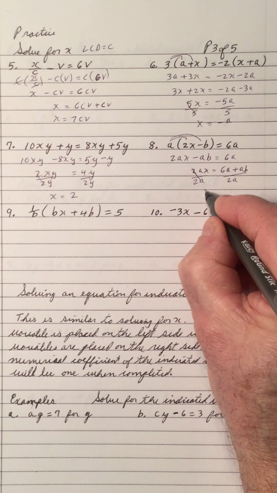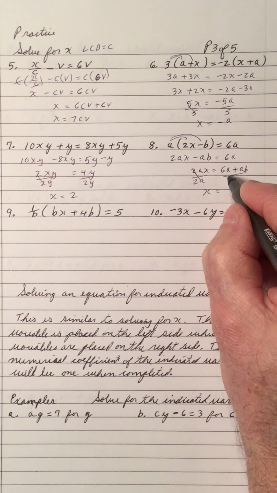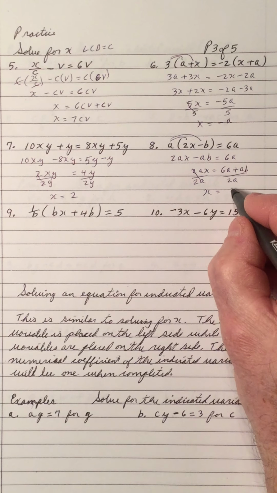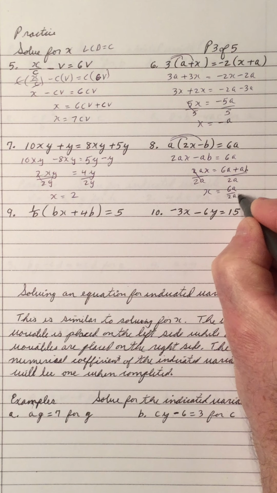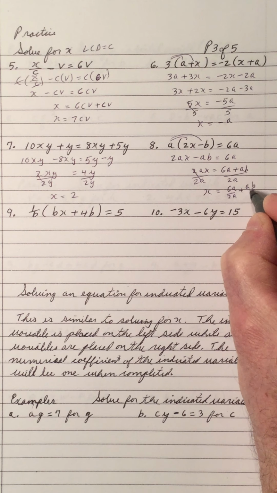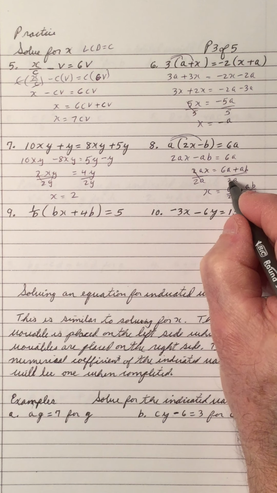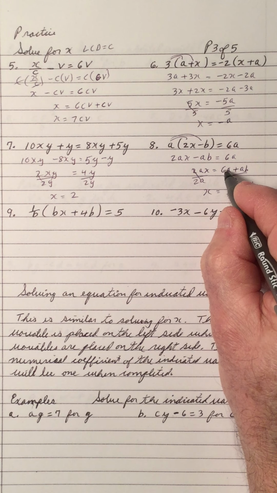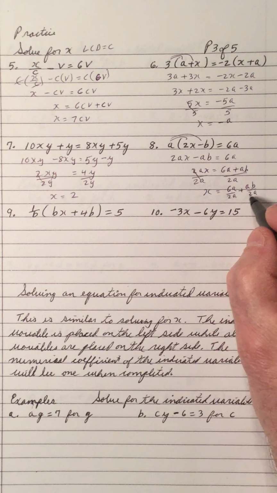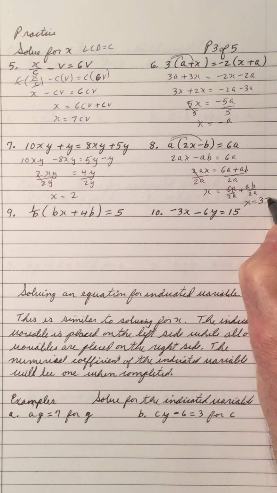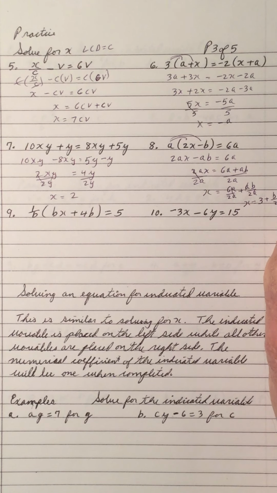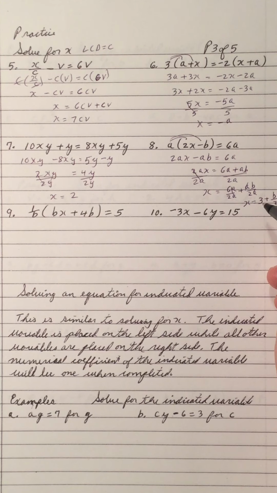2a cancels with 2a to give me a 1x. And I can't add, so I have to take the 2a and divide into 6a and ab divided by 2a. So the 2a is divided into both of these, notice. And the a's cancel, so that gives me a 3. And the a's cancel, so it gives me b over 2. So that's solving for x.